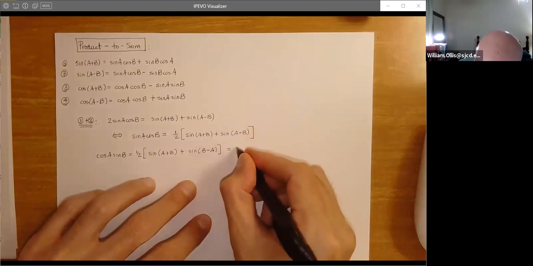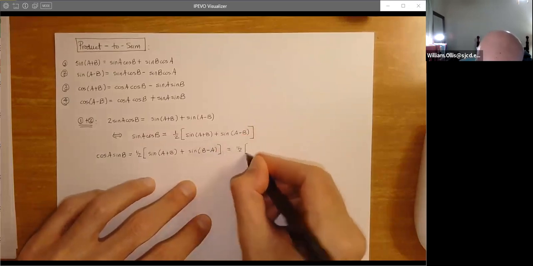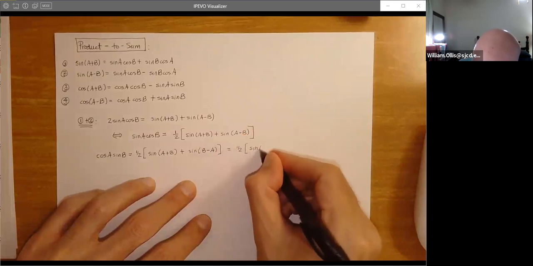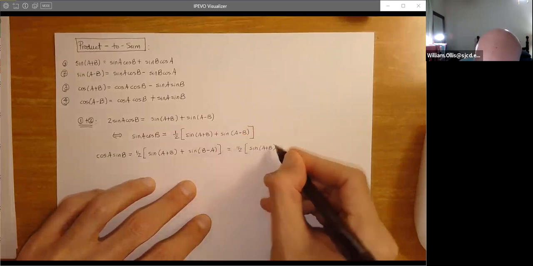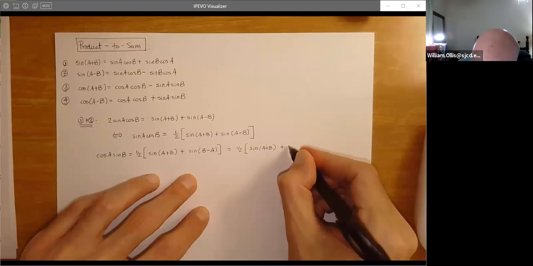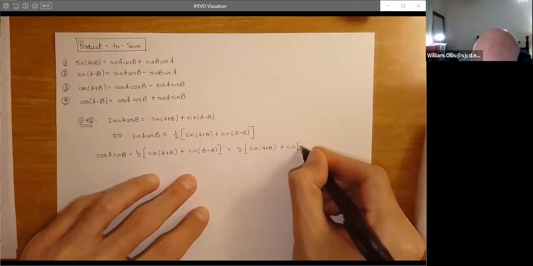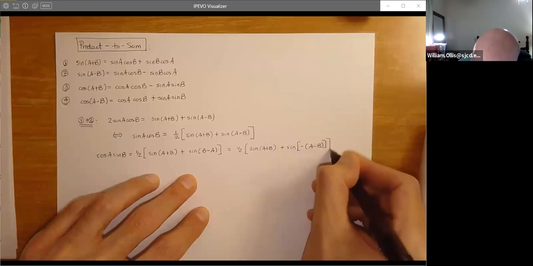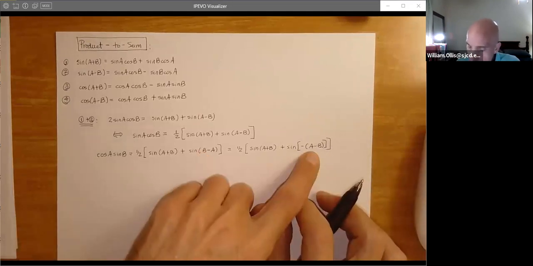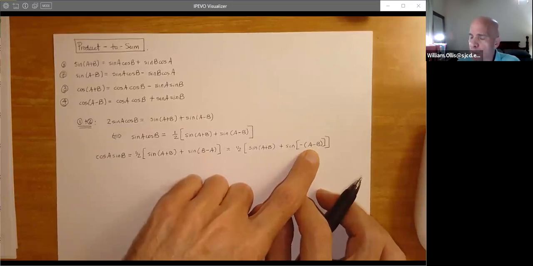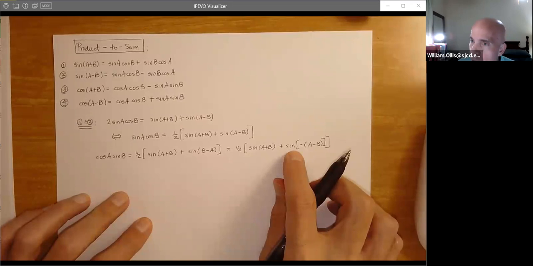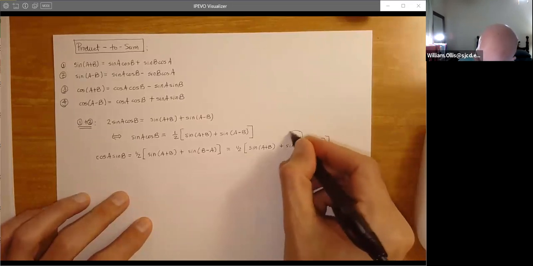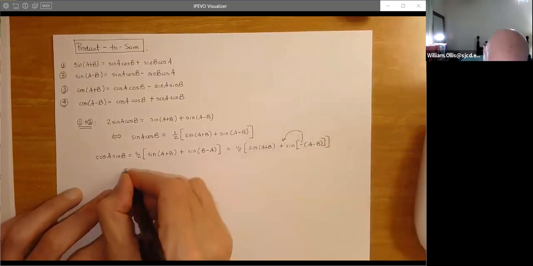So we're going to get 1/2 sine(A + B) plus sine of the negative of (A - B). Let's factor the negative, so we can keep the same order because we want our formulas to look beautiful. Now, sine is what? Odd, so the negative will factor out.